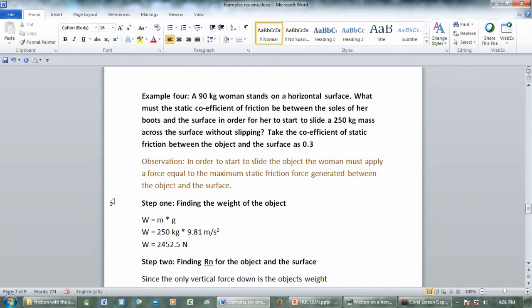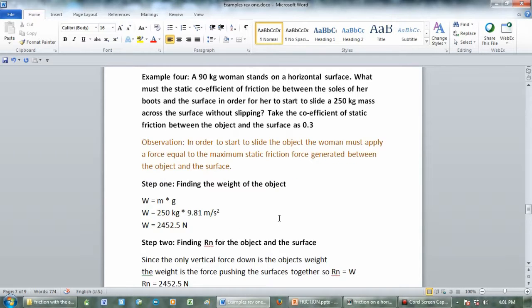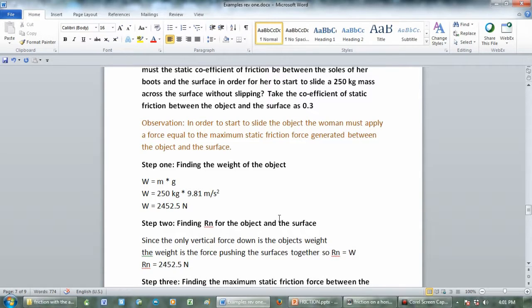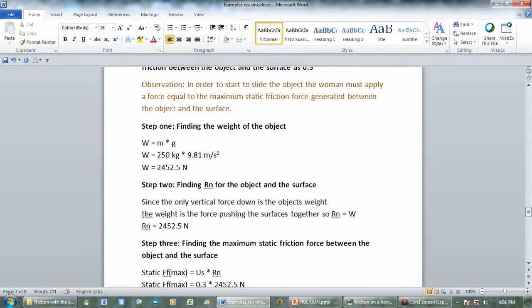Step 1. Finding the weight of the object. Weight equals mass times g. Weight is 250 kilograms times 9.81 meters per second squared. The weight of the object is 2,452.5 newtons.